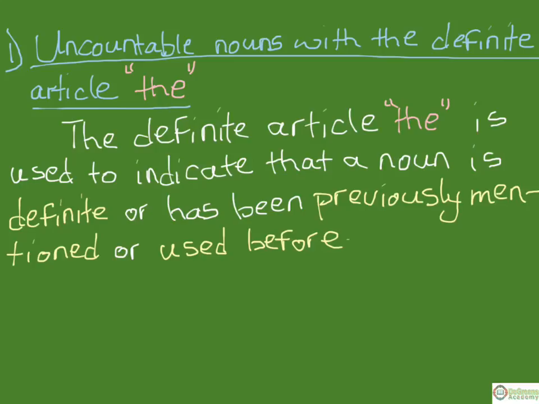I know some of you will be wondering, then when can we use an a? An a, which are referred to as indefinite articles, can only be used now in instances that have not been mentioned before or used before. That is why they are referred to as indefinite. And so the definite article the is used to indicate that a noun is definite or has been previously mentioned or used before.